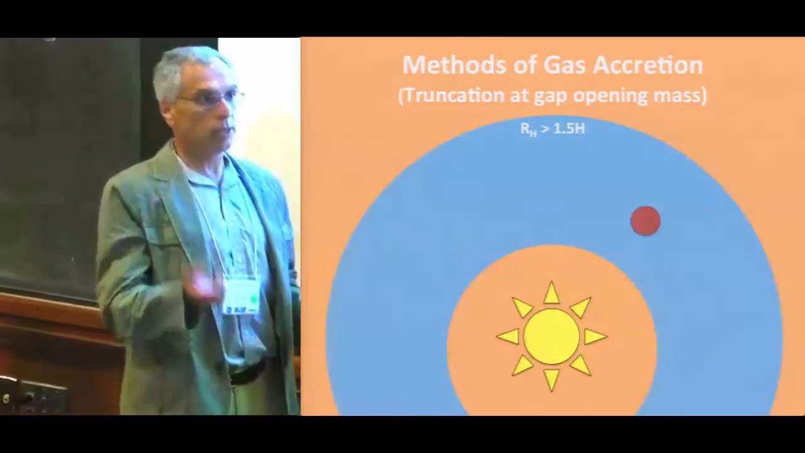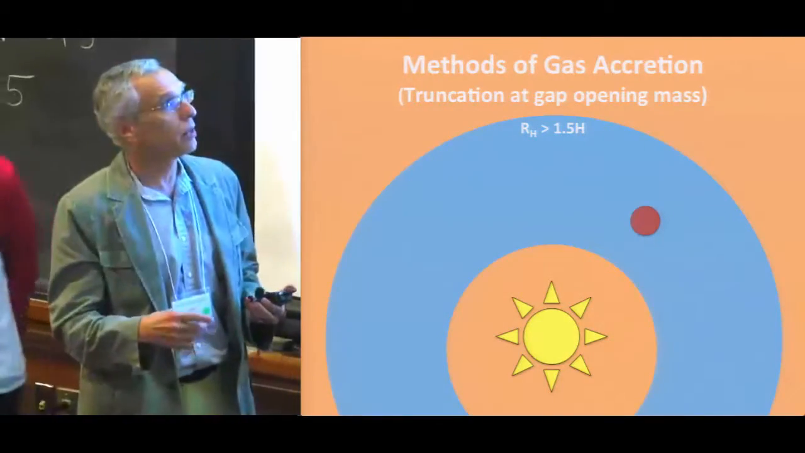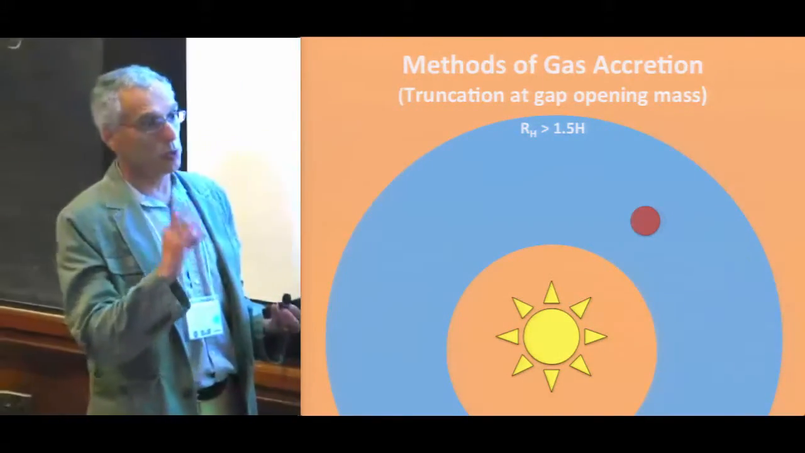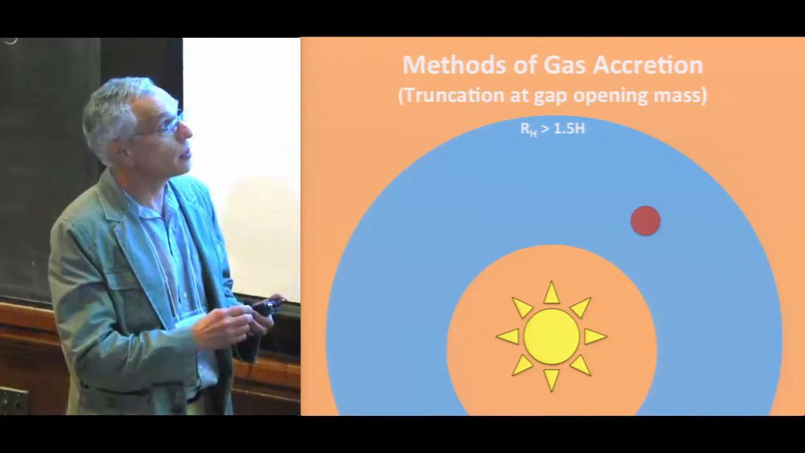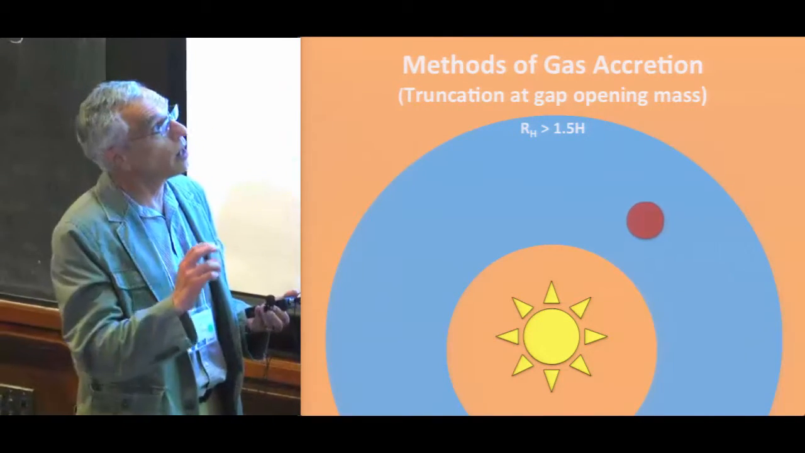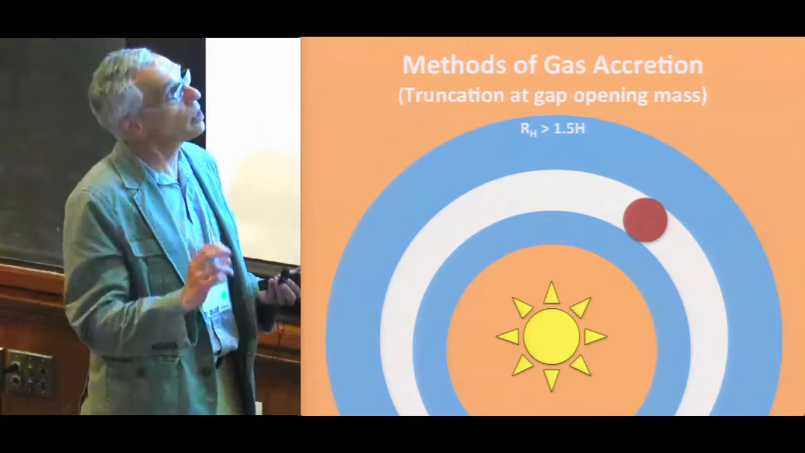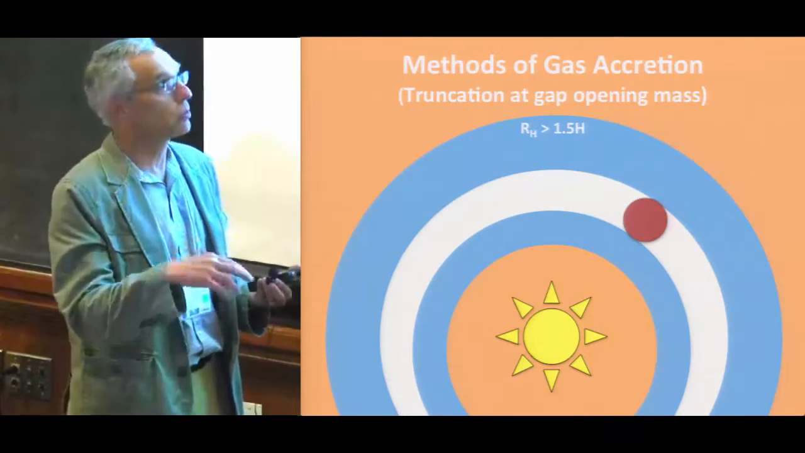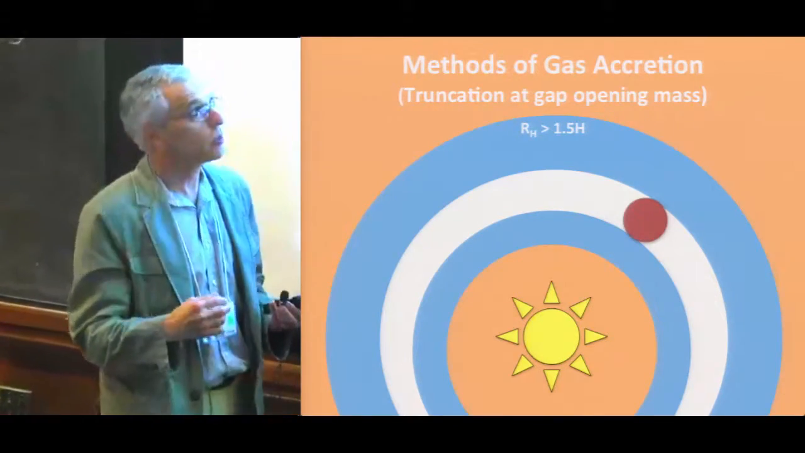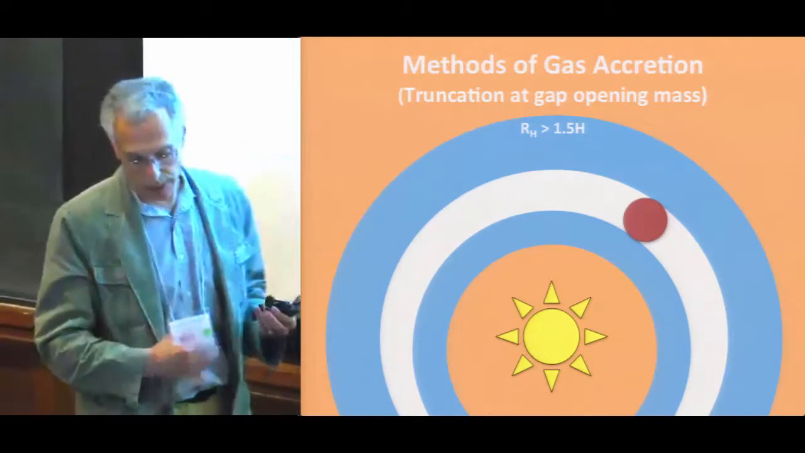And then the third case is just a little variation on this case. We allow it to keep growing until it reaches 1.5 times the scale height. That is, the hill radius reaches 1.5 times the scale height. So that's 1.5 times as much as before. So now we expect something else to happen.